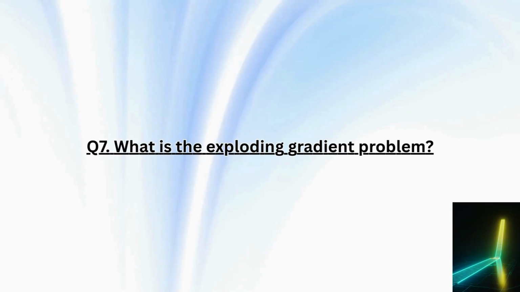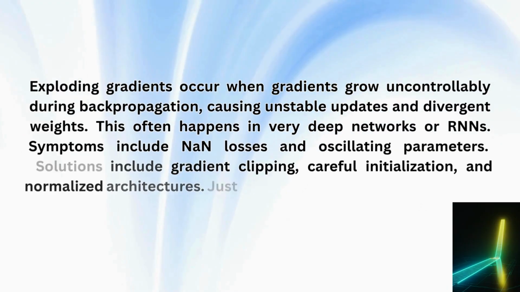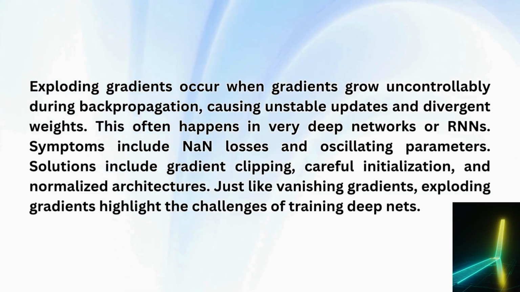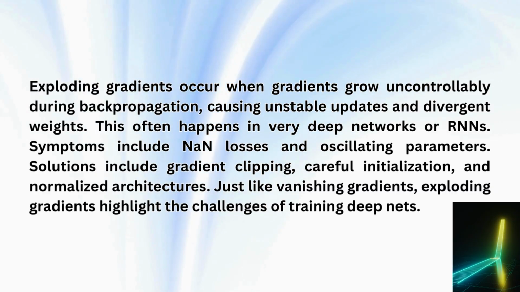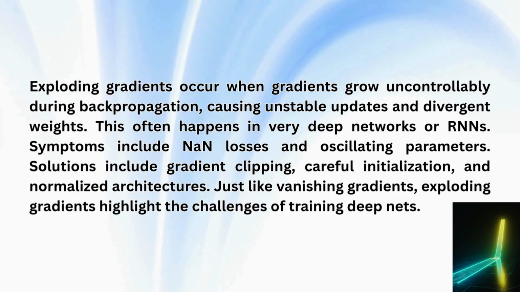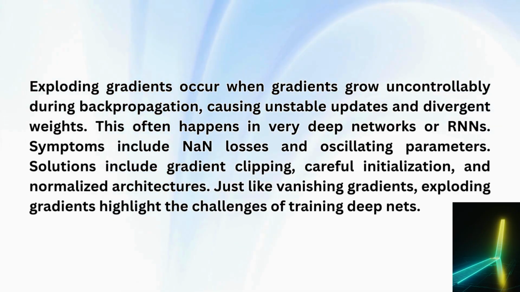What is the exploding gradient problem? Exploding gradients occur when gradients grow uncontrollably during backpropagation, causing unstable updates and divergent weights. This often happens in very deep networks or RNNs. Symptoms include NaN losses and oscillating parameters. Solutions include gradient clipping, careful initialization, and normalized architectures. Just like vanishing gradients, exploding gradients highlight the challenges of training deep nets.